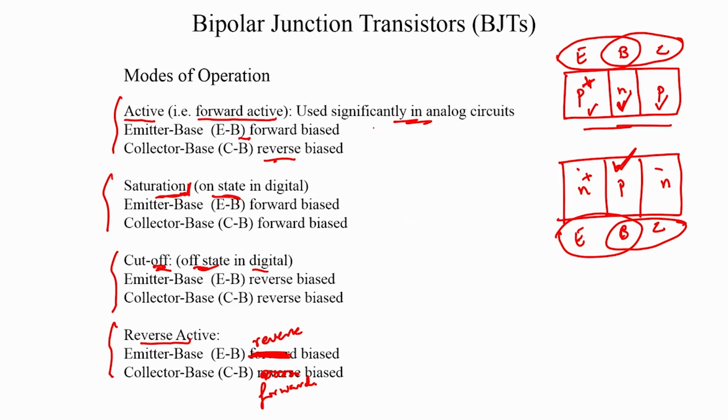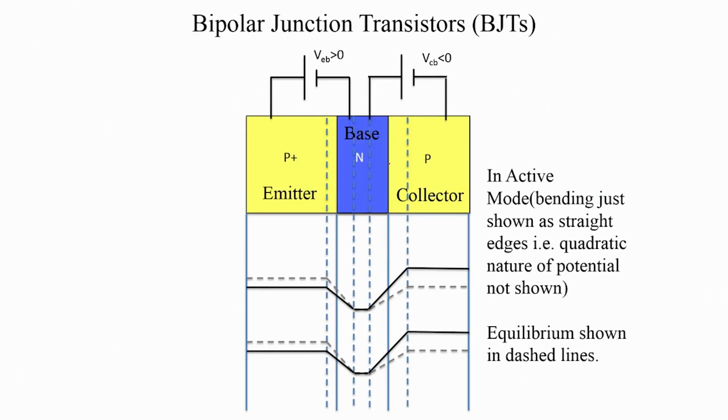So particularly let us look at the active mode. I am going to pay some attention to the active mode of operation. So what does the active mode mean? The active mode means that the emitter base junction is forward biased and the collector base junction is reverse biased, which means that this P is at a higher potential as compared to N and this P is at a lower potential compared to the N region.